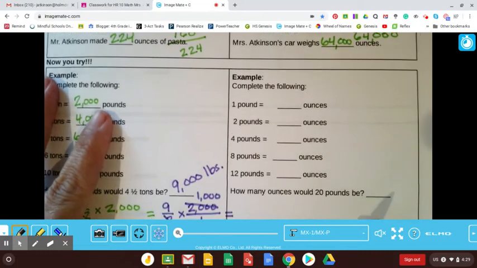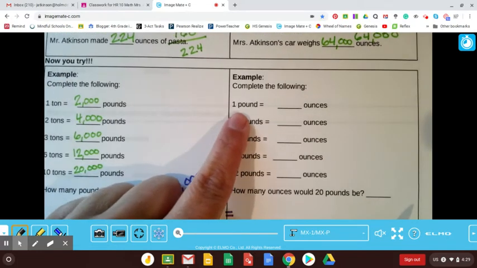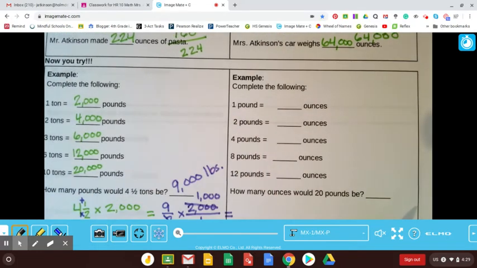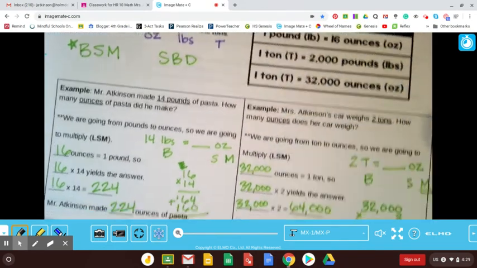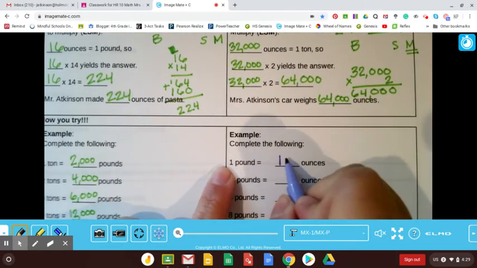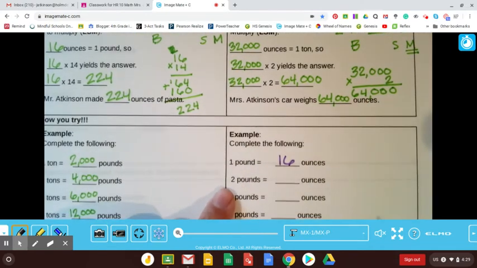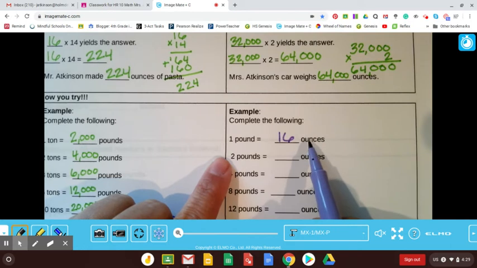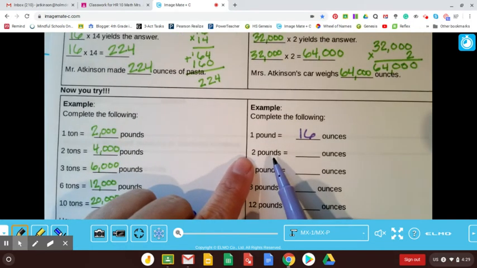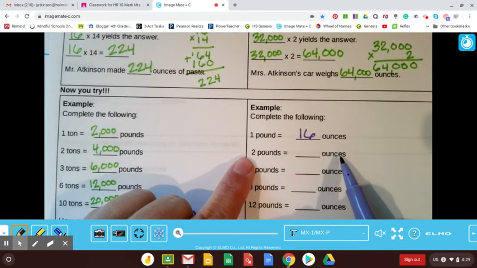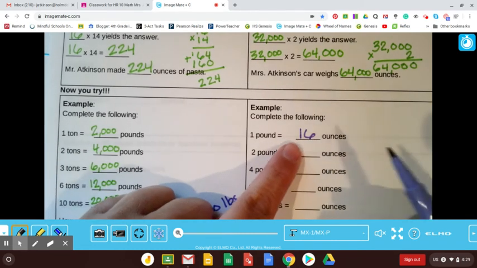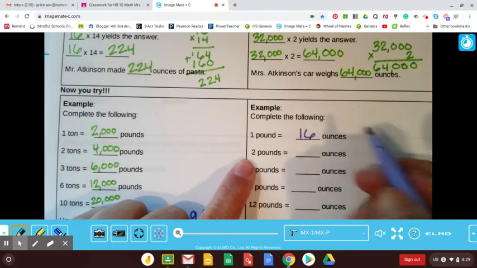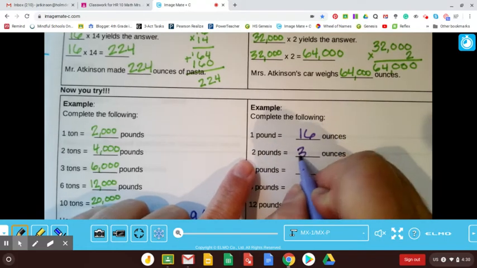Let's try it now when we're converting from pounds to ounces. So 1 pound is how many ounces? If we look up top, we can see 1 pound is 16 ounces. Okay, so if 1 pound is 16 ounces, how many ounces would 2 pounds be? Well, it would be double 16, right? And we might know in our head that 16 plus 16 is 32.